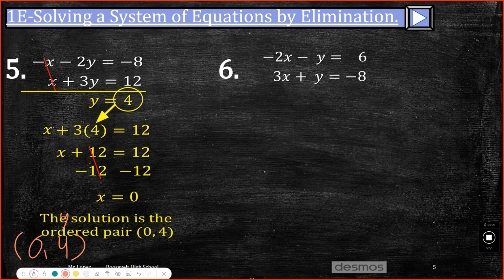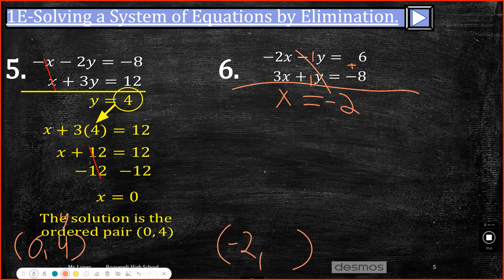Problem 6, let's practice. Add down. Negative 2x plus 3x is x. Negative y and positive y cancel out. Equals 6 plus a negative 8 is negative 2. So we got x is negative 2.